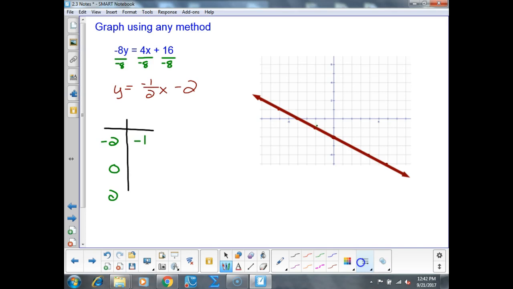So we go through the point -2, -1. If I put in 0 there, I got 0 + 16 = 16. -16 / -8 = -2. And then if I go 2, that would be 8 + 16 = 24, divided by -8 = -3.